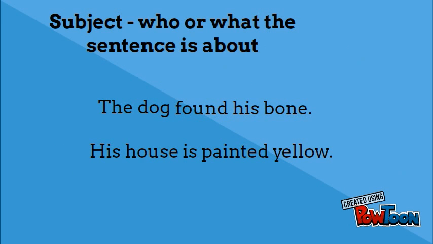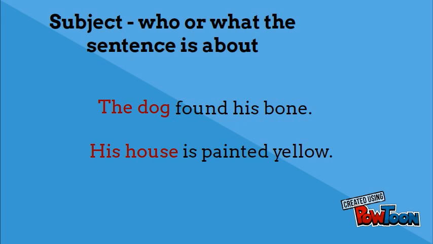The dog found his bone and his house is painted yellow. In these two sentences, we need to ask who or what the sentence is about to find the subject. The first sentence, who is it about? The dog. The second sentence is about what? His house. Therefore, the dog and his house are the subjects in these two sentences.